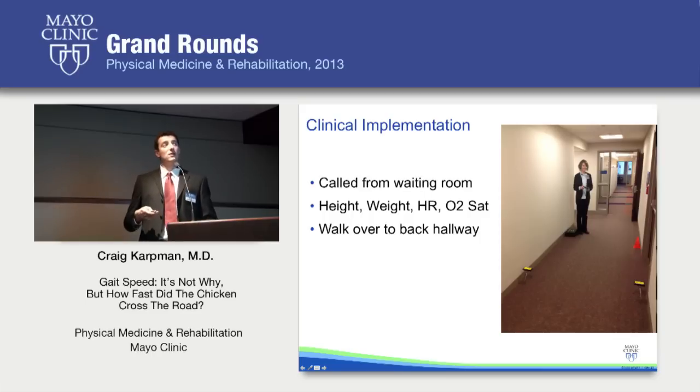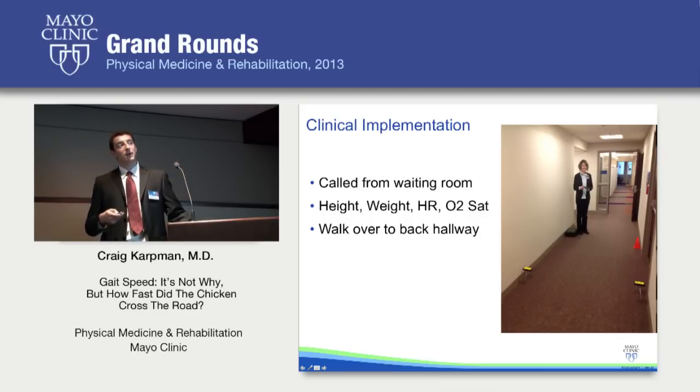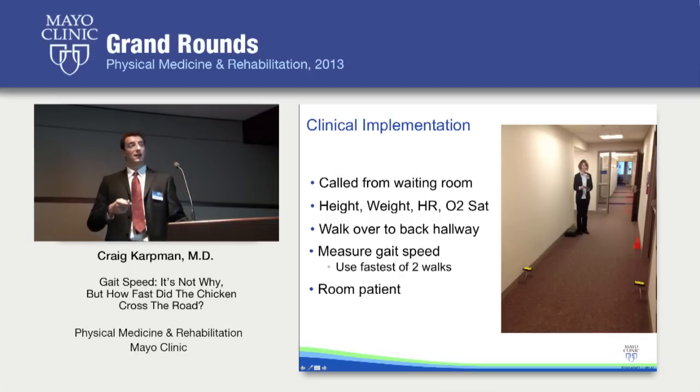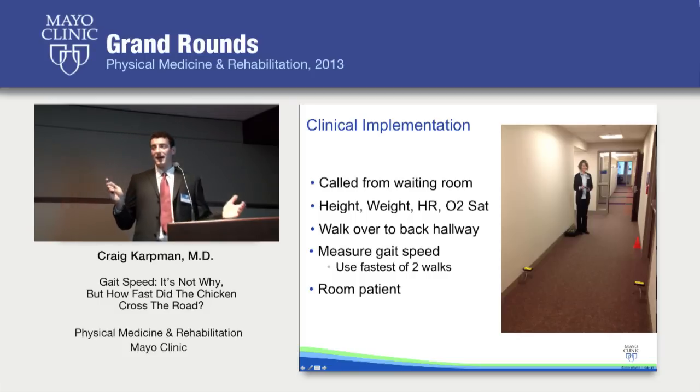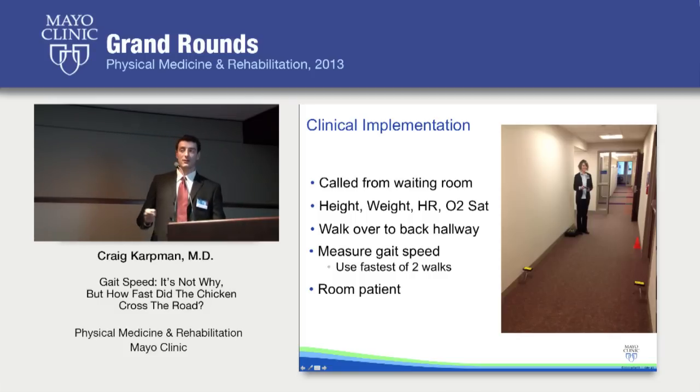Everything is ready to go. Basically we hit the power button on this, and that's the only thing that the clinical assistant has to do, is hit power on the display. They measure the patient walking from here over to here, and then from here back, and they record the fastest walk. And then they room the patient back.